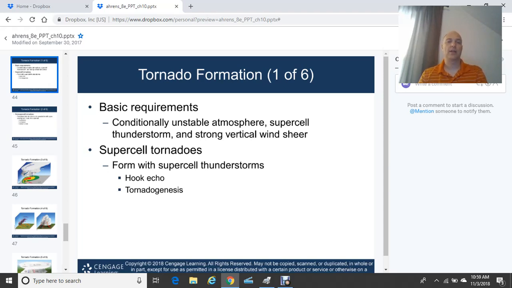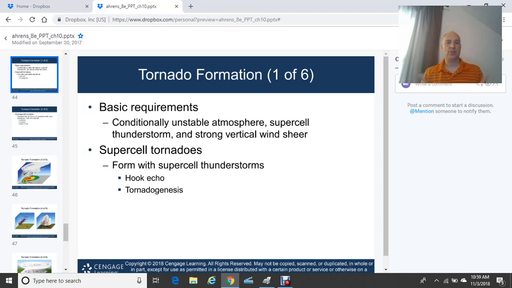All right, supercell tornadoes are going to form with the supercell thunderstorms. Now, we talked about some of the unique characteristics of supercells compared to the ordinary cell or air mass thunderstorm. One of the big criteria for supercells is very strong vertical wind shear. So there's a very abrupt change in wind speed and direction with height with supercells.